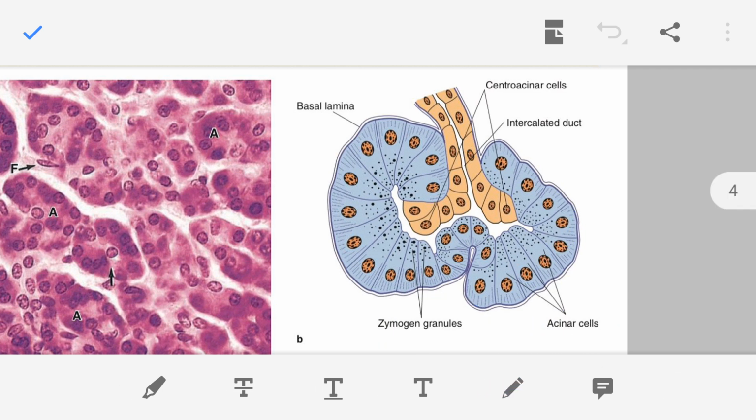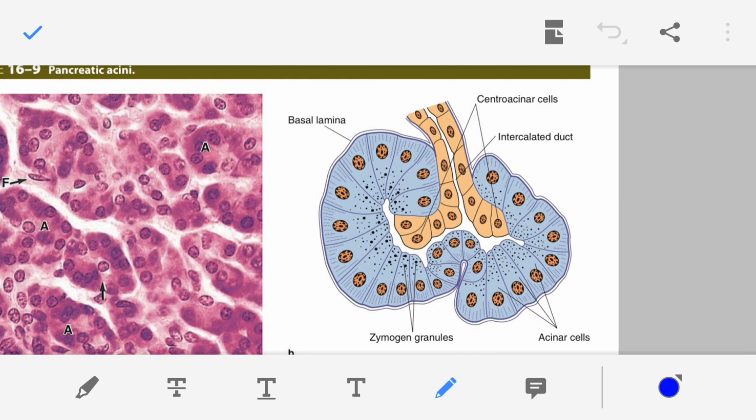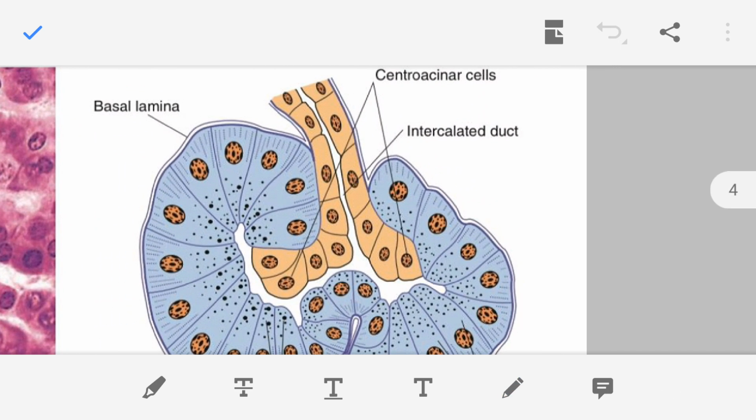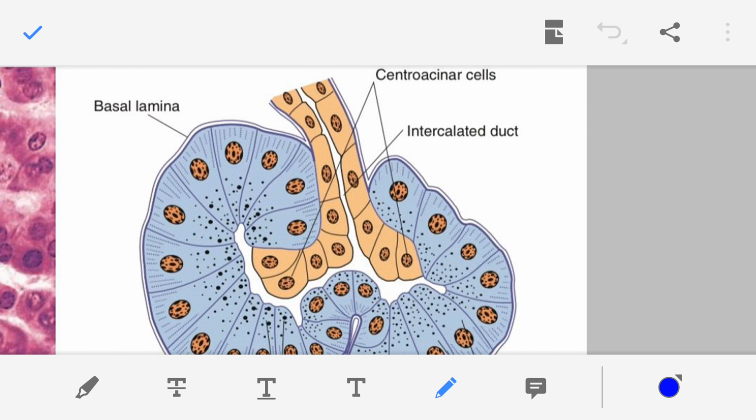Then in the center of acinus, in the center part, these cells are present. So these cells that I am showing you right now are known as the centroacinar cells, and this cell, the acinar cell, now they secrete the pancreatic juice. And now you see where the pancreatic juice is going.